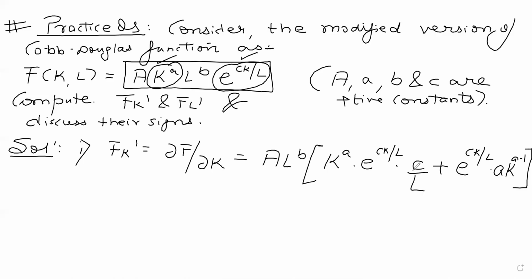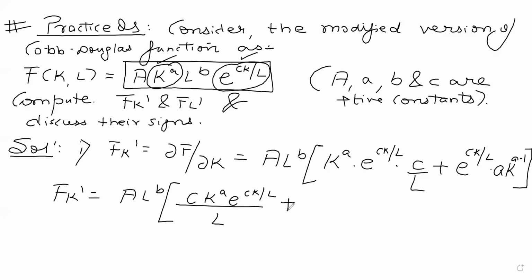Okay, so this is what I get. I can further solve it to make it look more sophisticated. It looks like A L to the power b. Okay, and then I can write it as c k to the power a e to the power ck by l divided by l plus a k to the power a minus 1 e to the power ck by l.